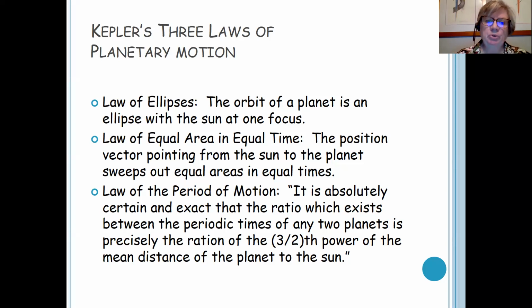We're at law number 2, law of equal area in equal time. Excuse me. The position vector pointing from the sun to the planet sweeps out equal areas in equal times. Okay, what exactly does that mean? Okay, let's move over here.